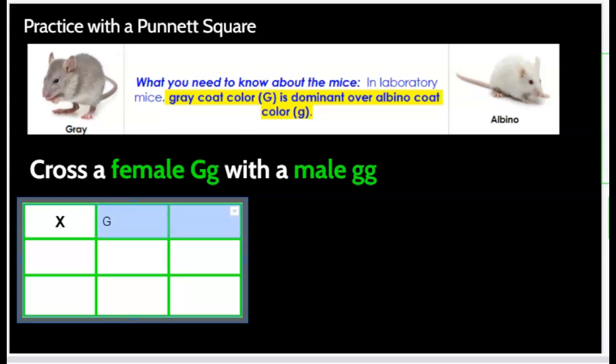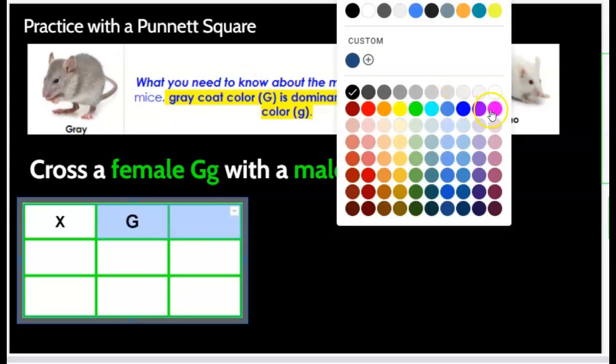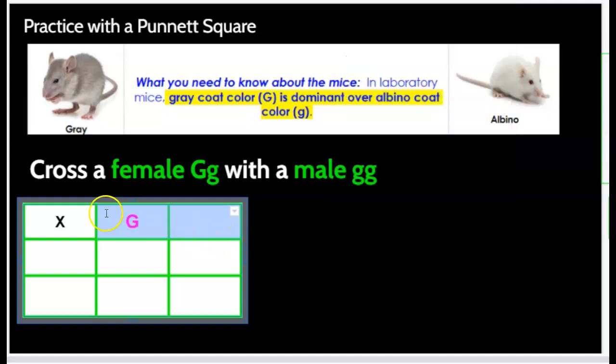Let's get that centered. There we go. And let's change the color so we can see them separate. Okay. So the mom has a big G, a dominant allele, and she has a recessive allele. And then the father has two recessive alleles. Okay. And this is just like when we did meiosis.